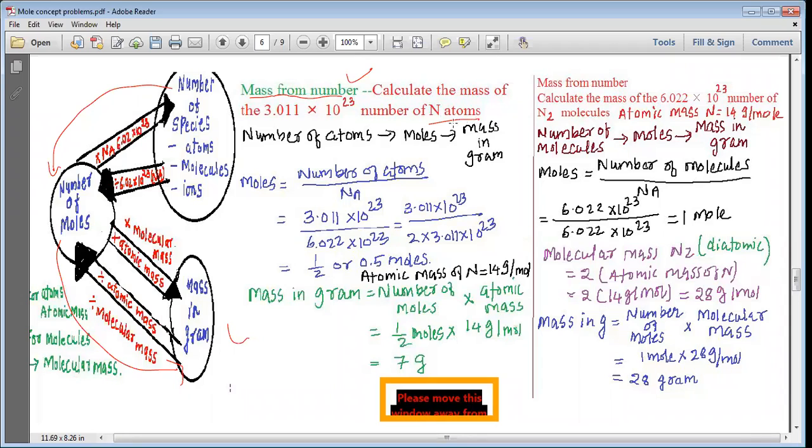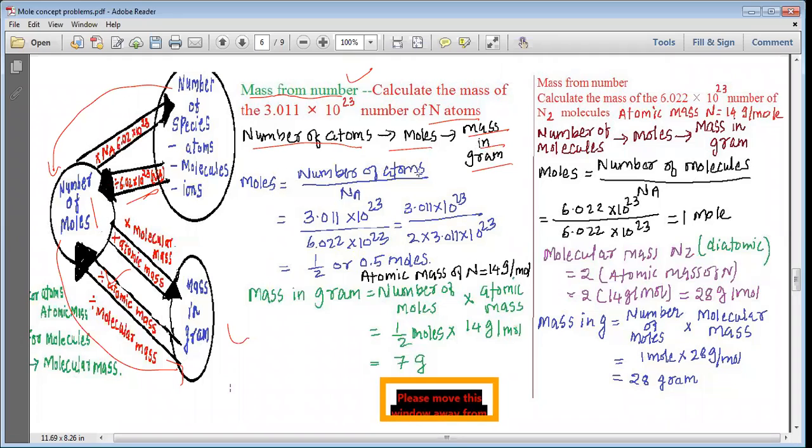Here, as it is given in nitrogen atoms, the number of nitrogen atoms has to be divided by the Avogadro number to get the number of moles, and this number of moles, if we multiply with the atomic mass, we will get mass in gram. So first we need to take the number of atoms, then from number of atoms we go to number of moles, and then from number of moles we go to the mass in gram.